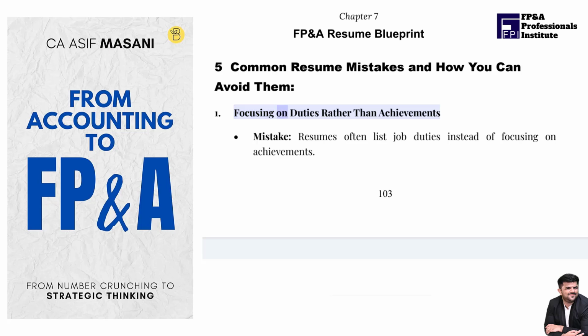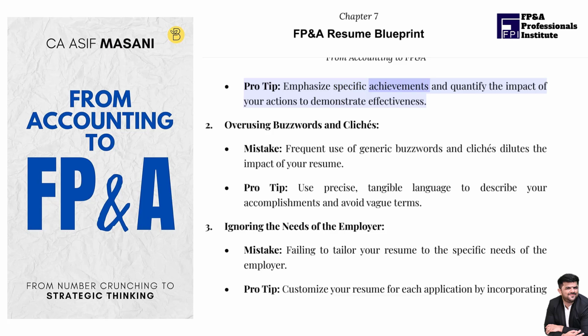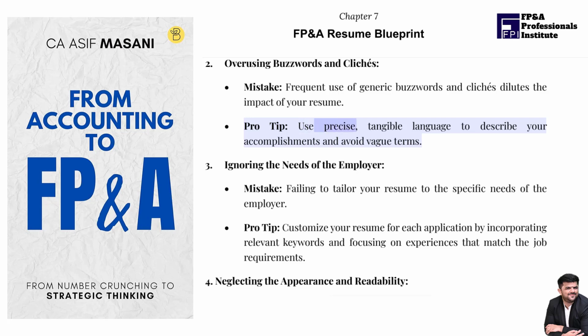1. Focusing on duties rather than achievements. Mistake: resumes often list job duties instead of focusing on achievements. Pro tip: emphasize specific achievements and quantify the impact of your actions to demonstrate effectiveness. 2. Overusing buzzwords and cliches. Mistake: frequent use of generic buzzwords and cliches dilutes the impact of your resume. Pro tip: use precise, tangible language to describe your accomplishments and avoid vague terms.